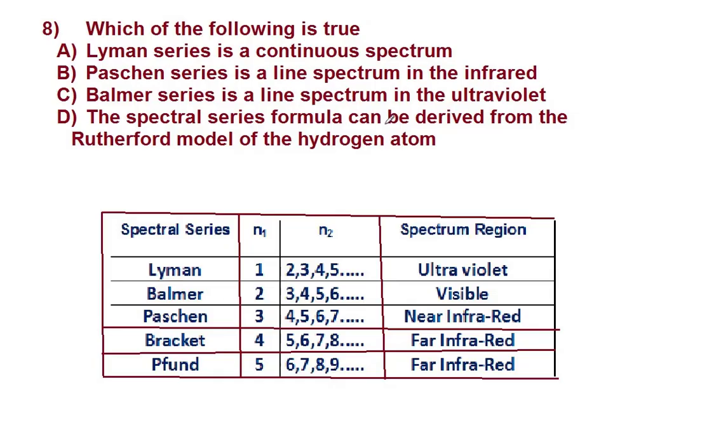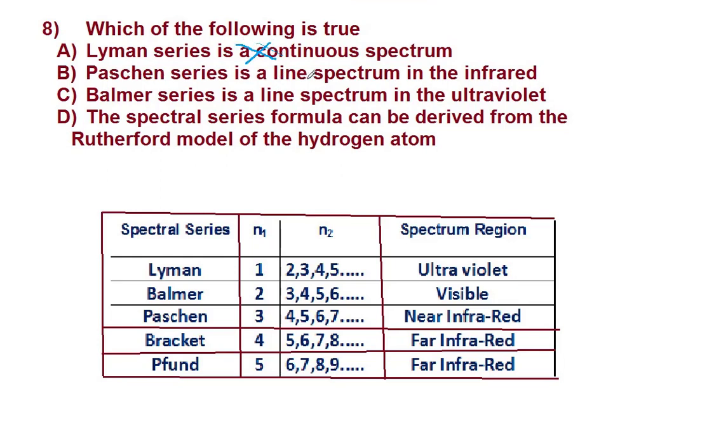Next we come to question number 8. Which of the following is true? Lyman series is a continuous spectrum. Paschen series is a line spectrum in the infrared. Balmer series is a line spectrum in ultraviolet. Number 4, the spectral series formula can be derived from the Rutherford model of the hydrogen atom. So the first option, Lyman series is a continuous spectrum, is incorrect because Lyman series is actually a line spectrum. So this option is incorrect.